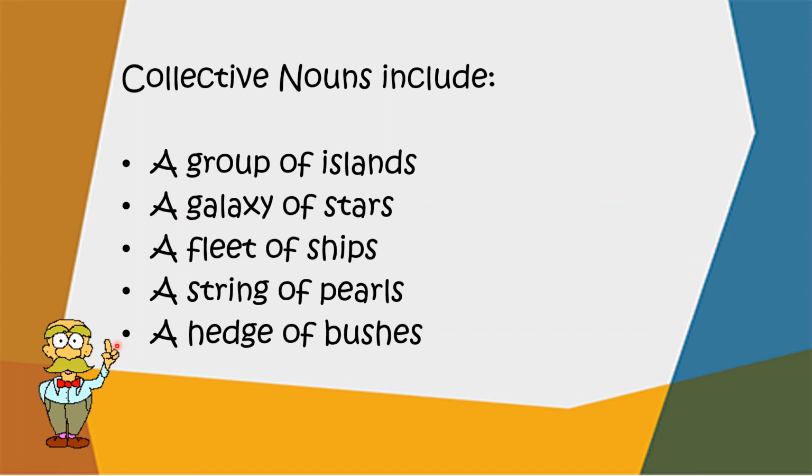So again, in your copybook, try and transform the following collective nouns into plural form. So we have, in plural, groups of islands, galaxies of stars, fleets of ships, strings of pearls, and hedges of bushes.